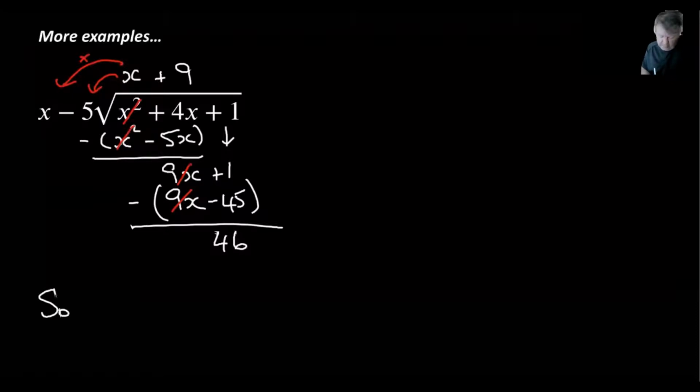So our solution is x plus 9, remainder 46. Now all that means is that x minus 5 is not a factor of this polynomial. We've got a remainder. So if we're going to try to find factors by using division, we'd have to try something else like x minus 4, x minus 3, x minus 2, x plus 1. All right? But x minus 5 is not a factor because of the remainder.